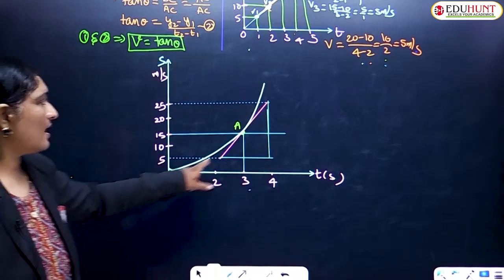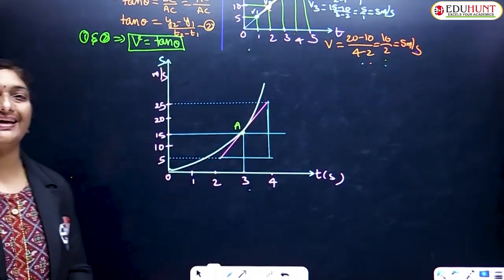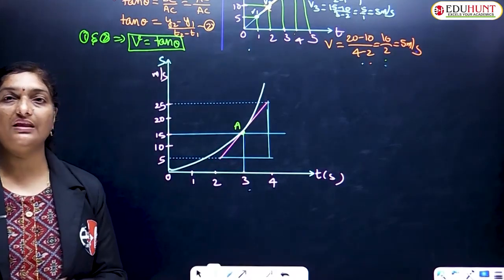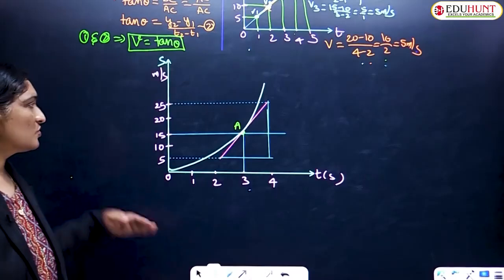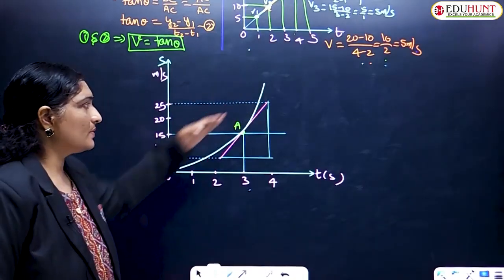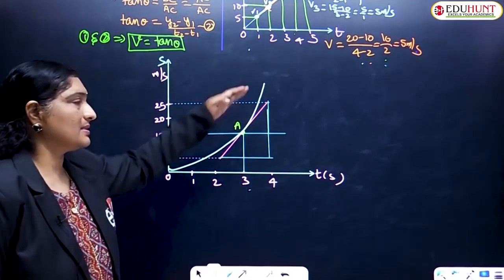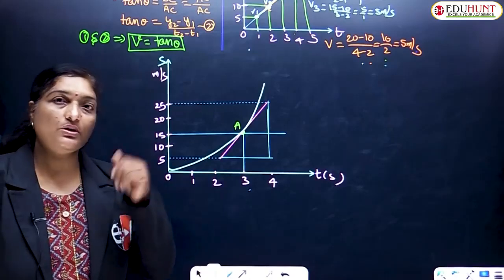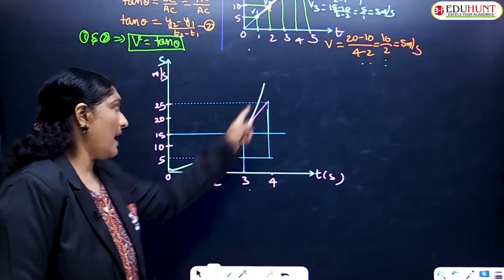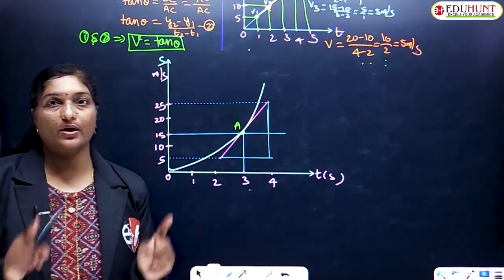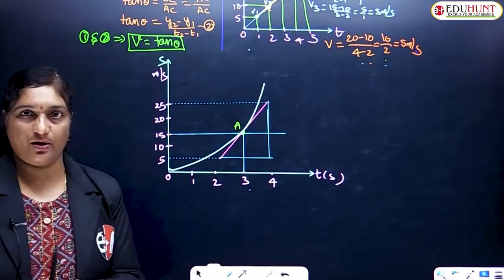So whenever a graph is a curve-like structure, we can conclude that the body is moving with a variable velocity. A straight line, not parallel to the time axis or x-axis, means it is moving with uniform velocity. But if it happens to be a curved shape, the body must be moving with variable velocity.